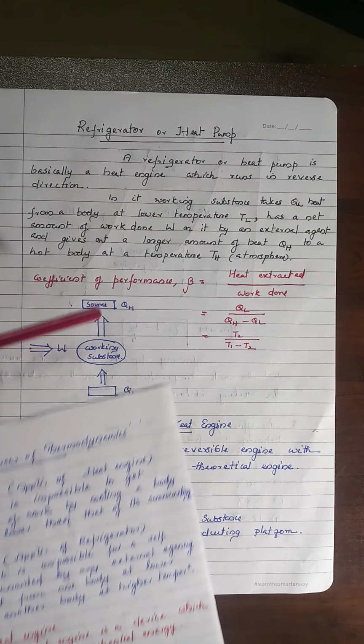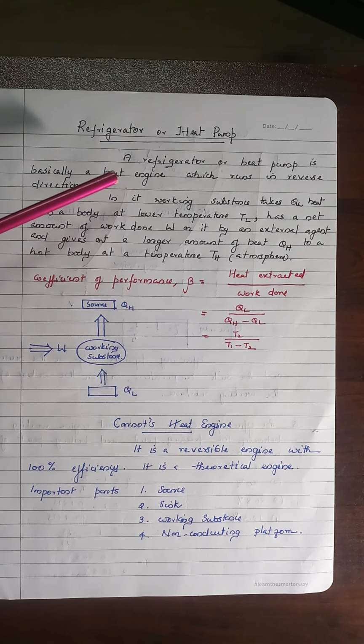Look, the refrigerator principle. A refrigerator or a heat pump is basically a heat engine which runs in the reverse direction of the heat engine process. We need the working substance to take QL heat from a body at lower temperature, have a net amount of work W done on it by an external agent, and it gives out a larger amount of heat QH to a hot body at a temperature TH. And this is a very important concept.